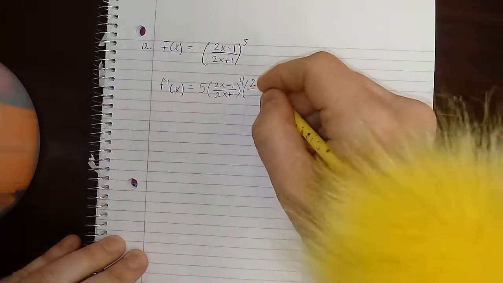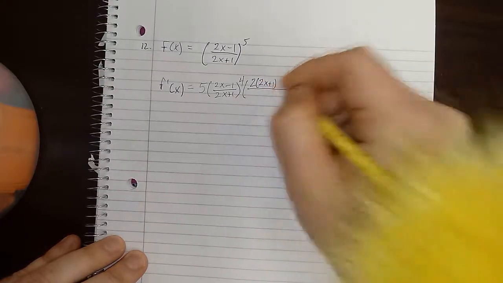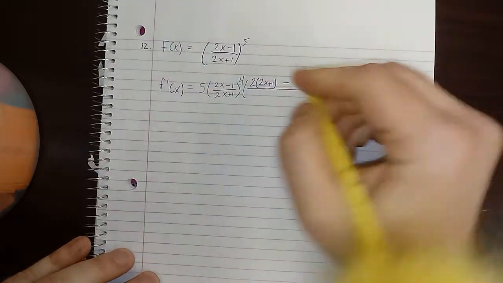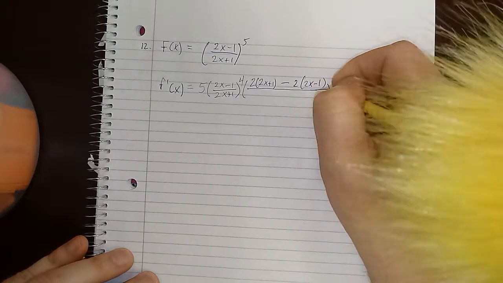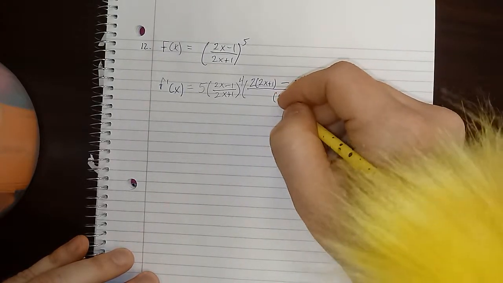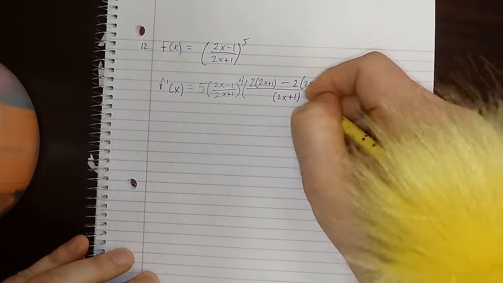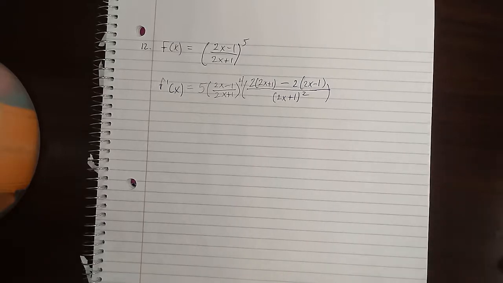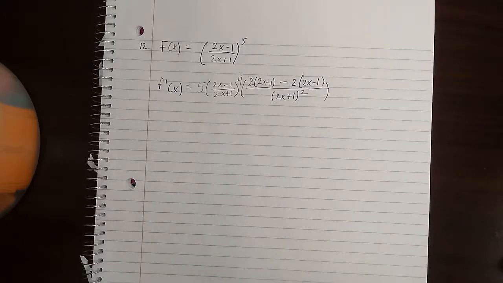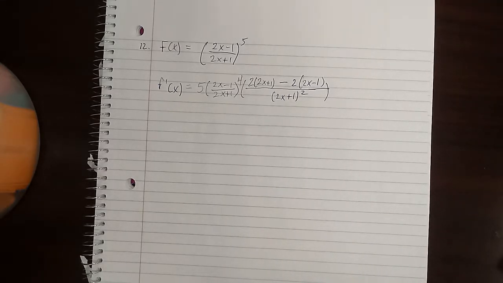Derivative of the top is 2, the bottom stays alone. Minus derivative of the bottom is 2, the top stays the same. All over the bottom squared. Now this, I definitely could see them cleaning this up. I could see them not cleaning this up as well. This is how I prefer to leave this. I don't feel a need to do any more work.